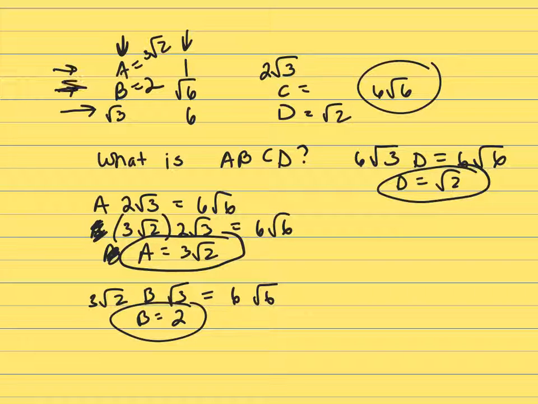So look at this row. We know that 2 square root 6 times c must give me 6 square root 6. So that means c must be 3.